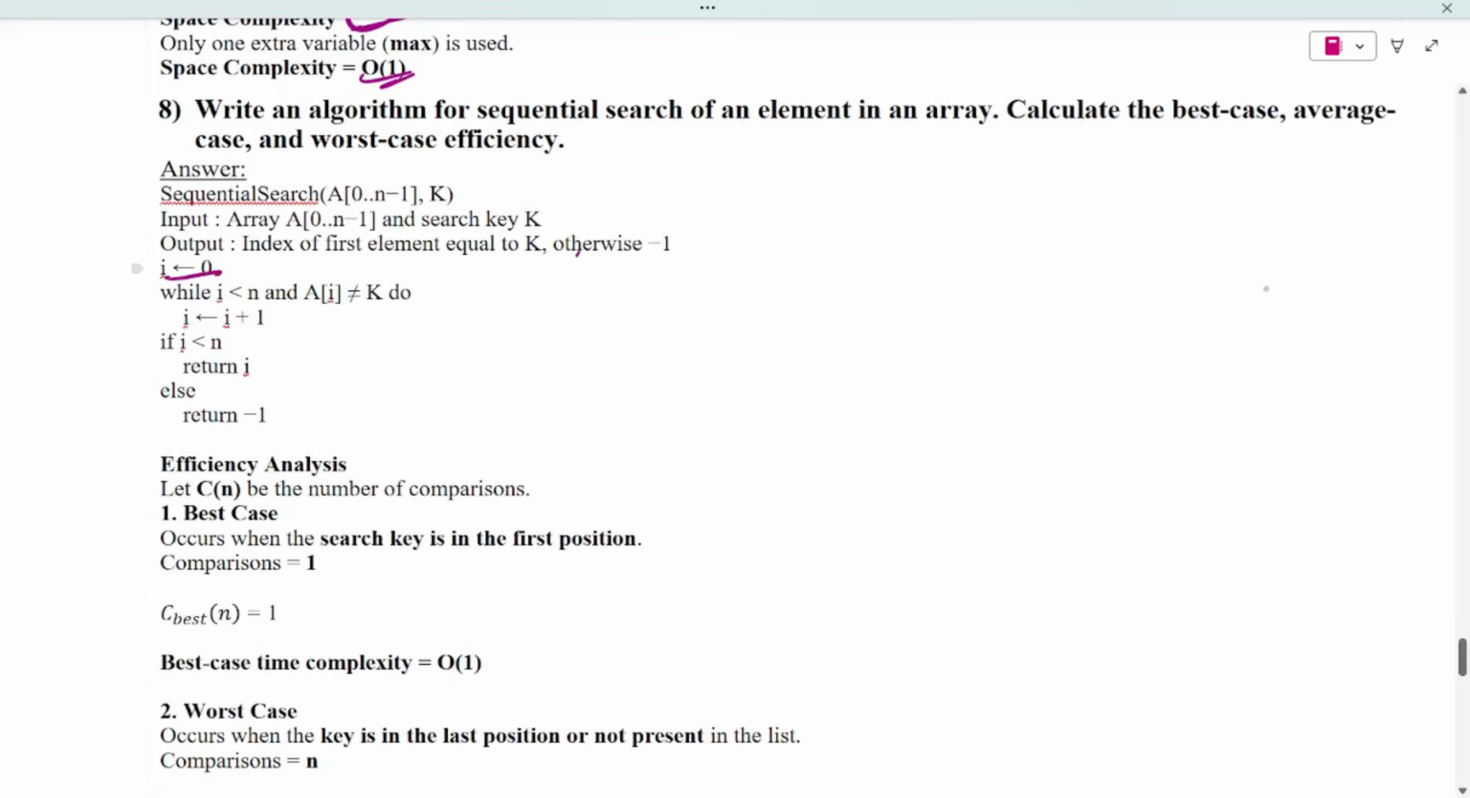Here i is declared as 0, while i is less than n and a of i is not equal to k, that is some variable. What you will do, i is i plus 1, that is you will be increasing i by 1. If i is less than n, okay, you will be returning i. Now if 5 is less than 6, you have to return 5.